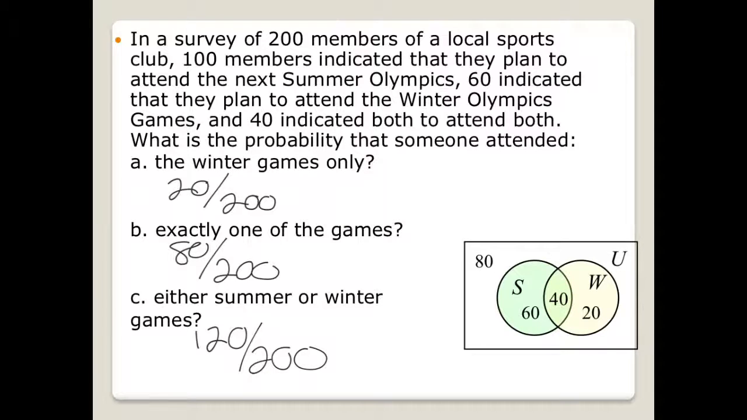For exactly one of the games, that means they went to Summer Games only, or the Winter Games only, so we have the 60 and the 20, giving us a total of 80. And then finally, either the Summer or the Winter Games, that means one or the other, or both, giving us a total of 120 out of 200.